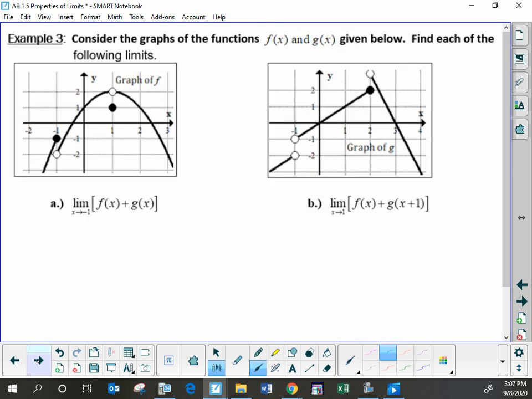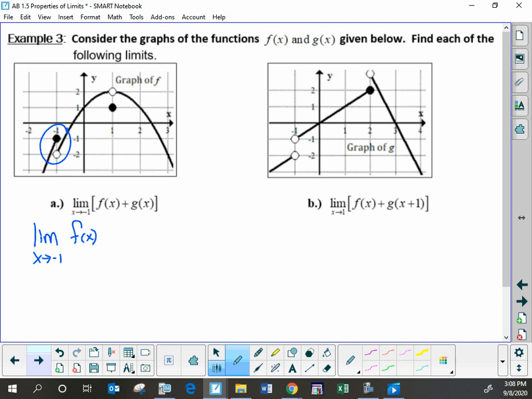Okay, so we've got A and B here. Example 3, consider the graphs of the function f and g. Find the following limits. All right, f plus g. Let's see if this can be an easy one. The limit as we approach -1. Oh, -1, we've got a discontinuous spot there, don't we?